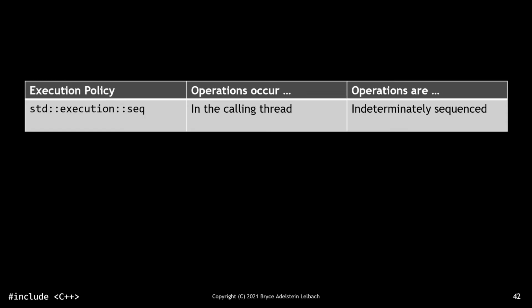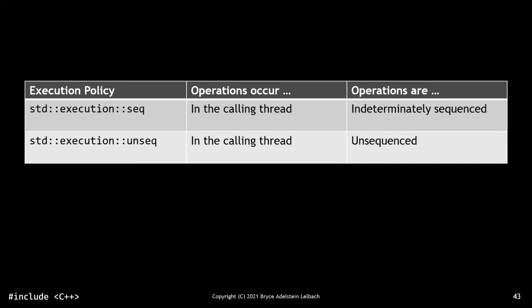Today, we have 4 execution policies. seq indicates that all operations must be performed within the calling thread and must be indeterminately sequenced. Basically, it says no parallelism is allowed. unseq also requires all operations to be performed in the calling thread, but allows those operations to be unsequenced with respect to each other, meaning that vectorization is allowed, but not required.